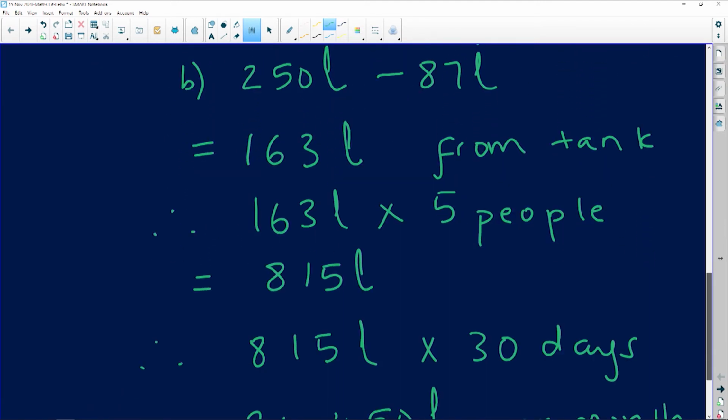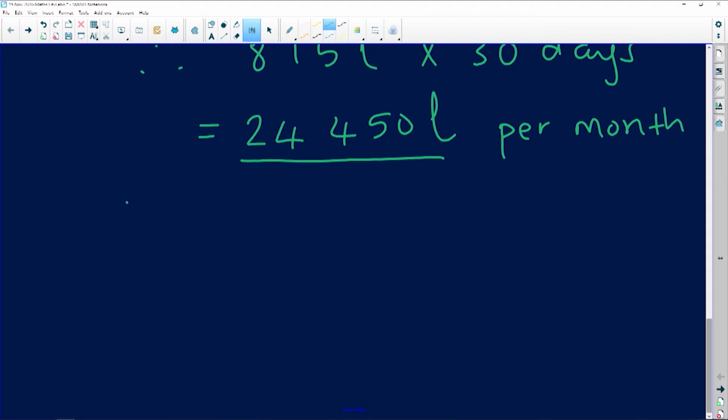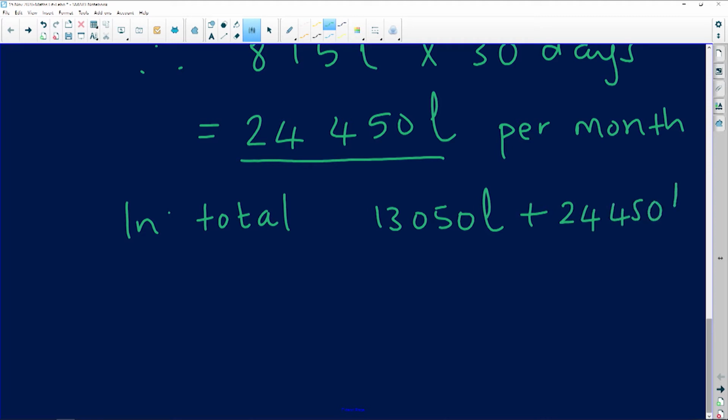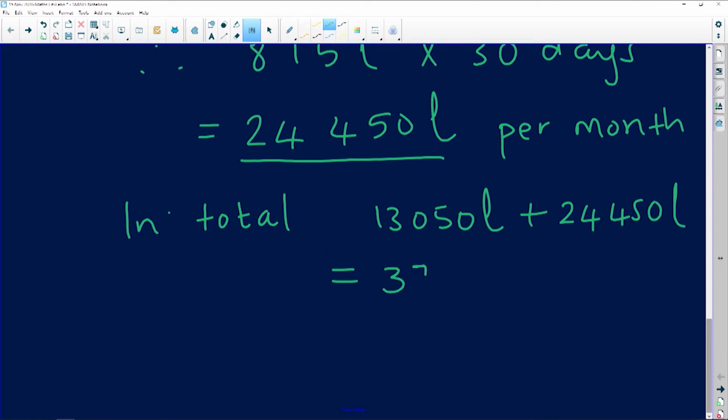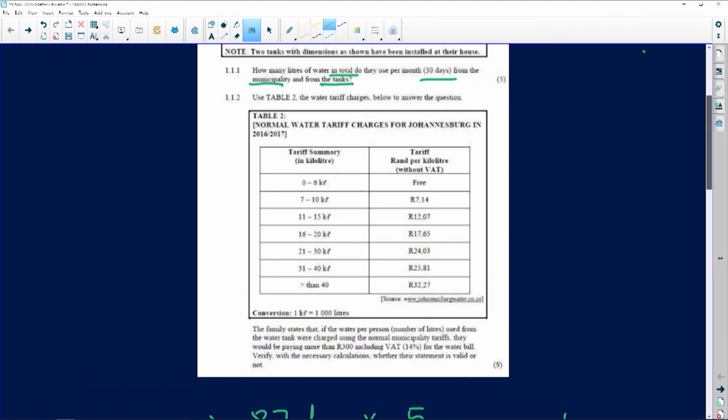So that's 13,050 in total. 13,050 liters plus 24,450 liters, because we want that in total. 13,050 plus 24,450 is 37,500. That's the liters in total, okay? So now I've got that part.